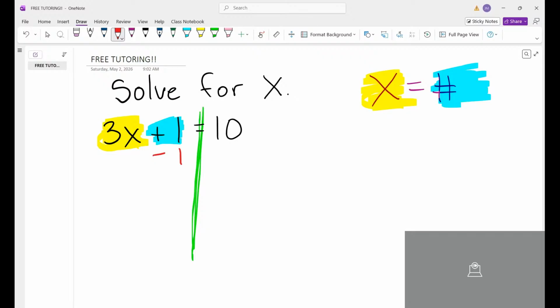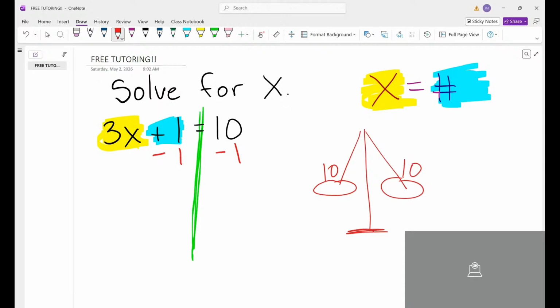Whatever you do to this side, you're also going to do to the right side. Think of a scale, right? Let's say this is 10 pounds right here, and this is 10 pounds here. You want to keep this level, because it's an equation. The left side is equal to the right side. So imagine I remove 1 pound from here. Now I'm left with 9. Well, I need to do that here too. Take away 1, so I'll be left with 9.